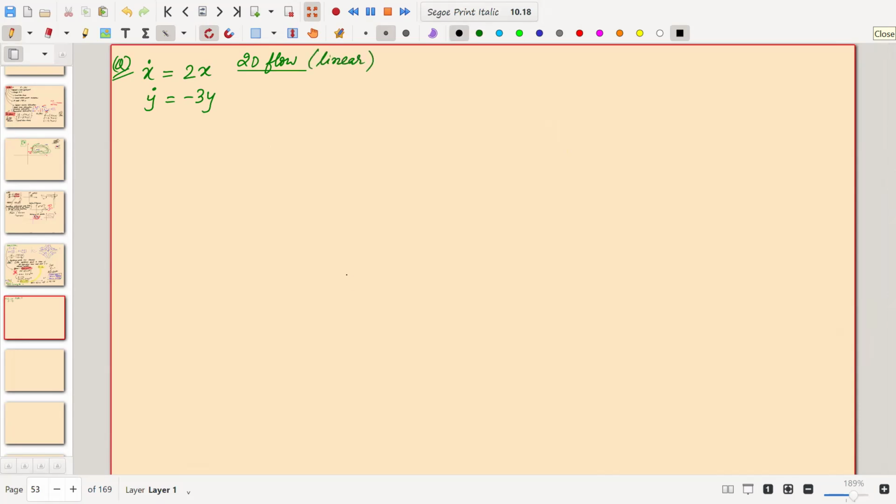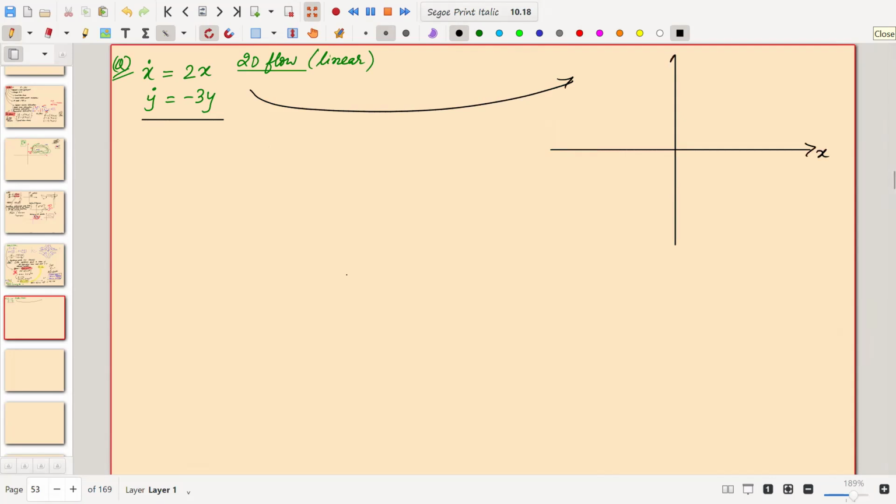Now my question to you is, can we analyze how x and y keep on varying? That is our job. What are the solutions and how do they behave? Is this linear first of all? Yes, they are linear, right? They are not coupled. x depends on x, y depends on y. x doesn't depend on y and y doesn't depend on x. This is the simplest system we can do.